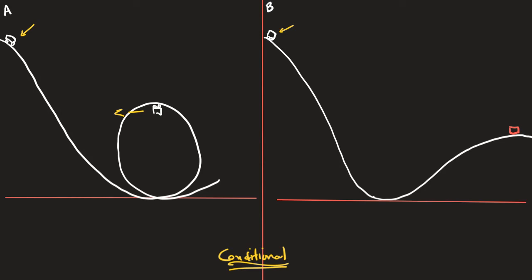The car still has gravitational potential energy here. The car is still going to have gravitational and kinetic here, which means the car is going to have a velocity that's related to the energy of the problem.